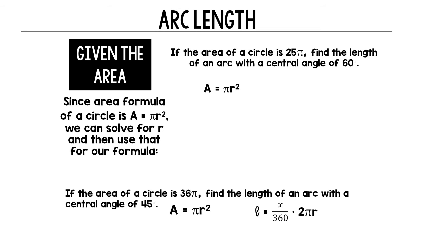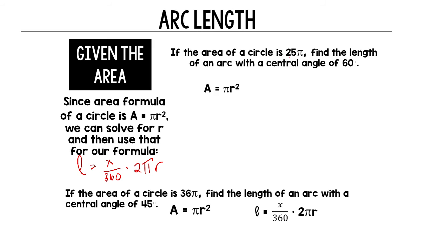Now we're going to do the same idea, but if we're given the area. So since area formula of a circle is A equals pi r squared, we can solve for r and then use that for our formula. New formula is going to be L, arc length, is x over 360 times 2 pi r. That's our formula. Hurrah!